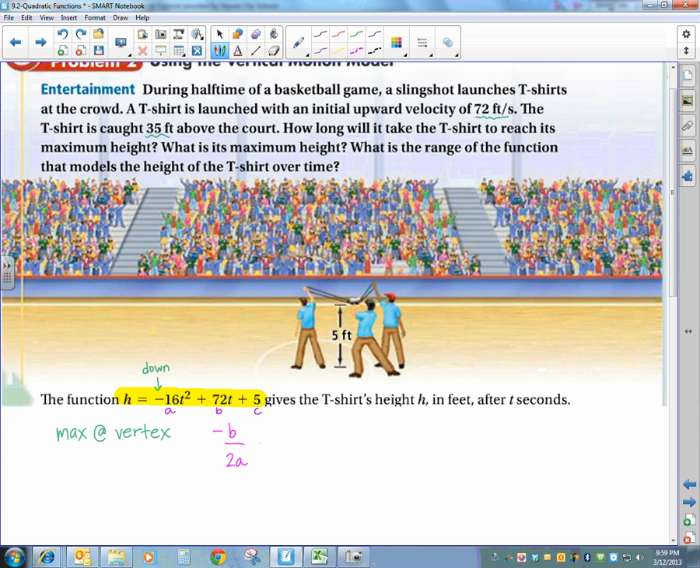So if we go plug that in, we're going to have negative b is 72, 2 times a is -16. So if you put that in your calculator, you'll get out 2.25. All right, that's the x coordinate of our vertex. Okay, so if I'm trying to write the vertex, that's 2.25. And now I need to know what is the y coordinate.